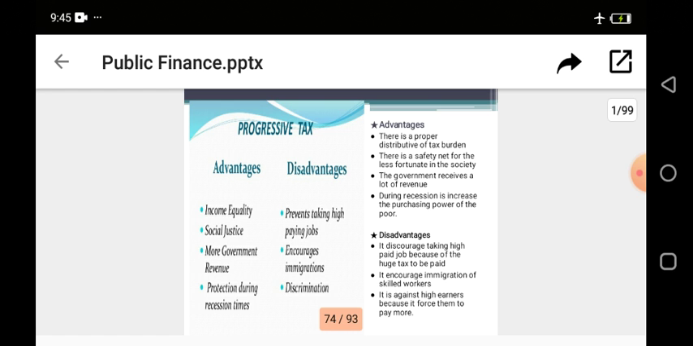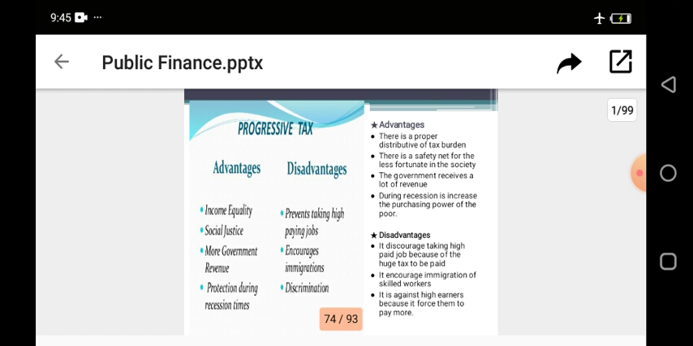But whatever has advantages will also have disadvantages. One of such disadvantages is that it discourages taking high pay jobs. As an individual, you know that the more you collect as income or as salary, the more tax you pay. That can go a long way in discouraging you from getting that job.